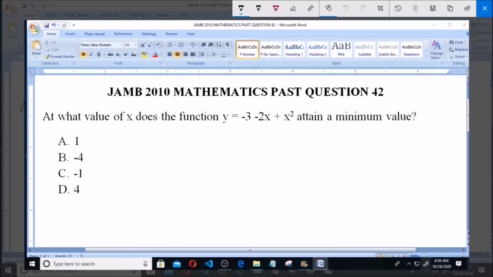I will be answering JAMB 2010 Mathematics Past Question 42. At what value of x does the function y = -3 - 2x + x² attain a minimum value? A: 1, B: -4, C: -1, and D: 4.